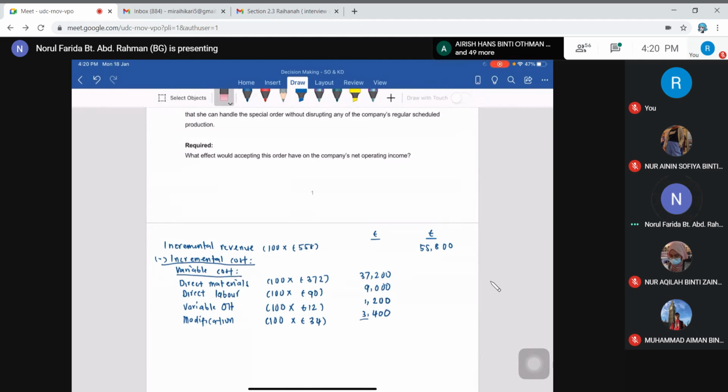So you add up all these variable costs and you get 50,800. Minus that from your incremental revenue, you will get 5,000. 5,000 is your additional contribution.